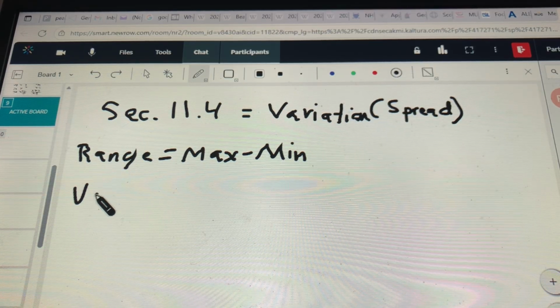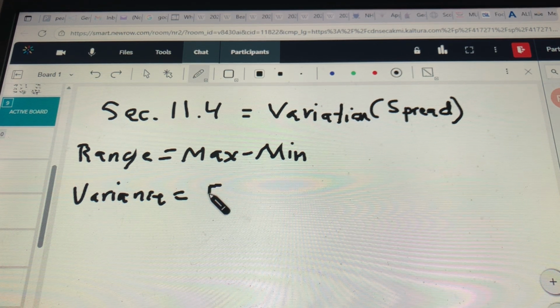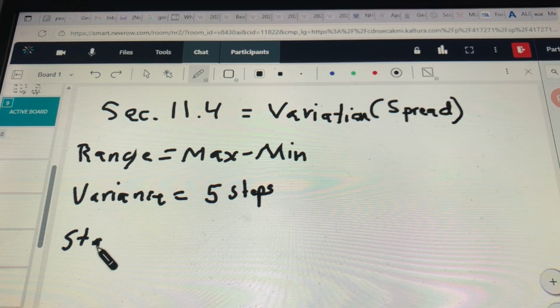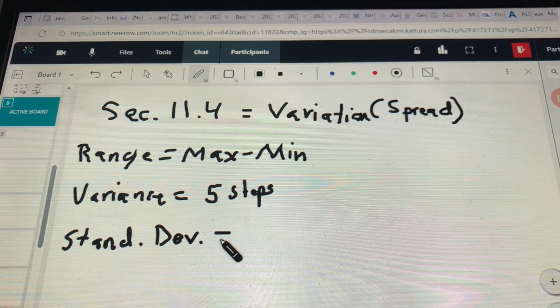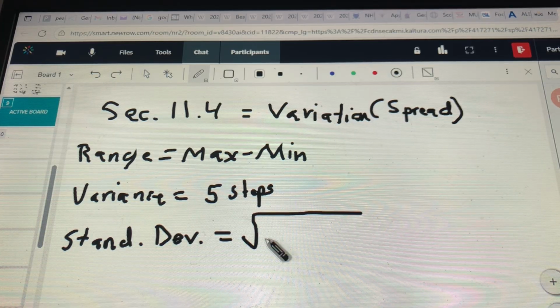Then there's variance, which is a 5-step process. It turns out none of the steps are all that hard, but there's 5 steps that have to go through each time. And then finally, there's a last one called standard deviation. It's really the 6th step of the process, because after you get the variance answer, you do the square root of the variance. It's an easy step to do at the end, but if you can't get the variance right, you're never going to get the standard deviation.